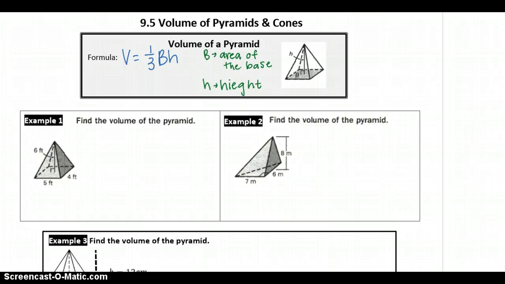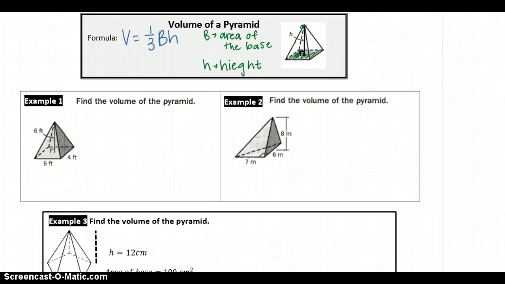In a pyramid, we only have one base on bottom and we have a point on the top, so the area of the base is just the area of the bottom, and the height is going from the center of the base to the top of the point, and it makes a right angle with the base. Alright, so we're going to use this formula to find the volume of pyramids in the examples below.